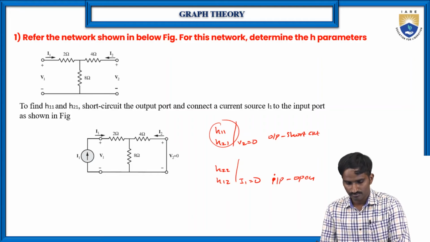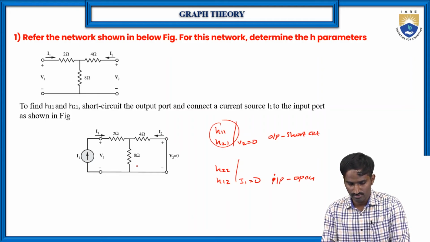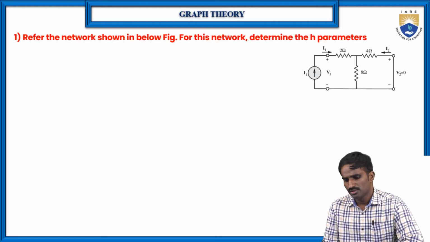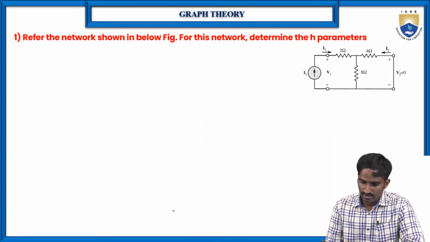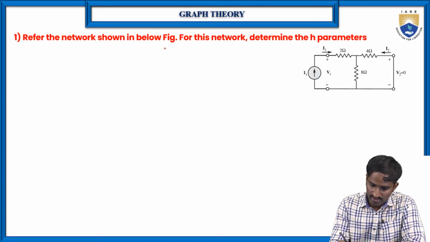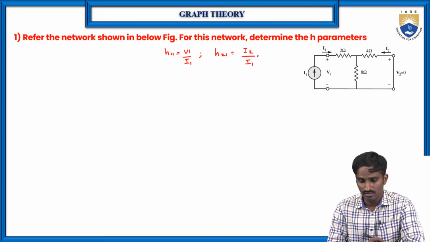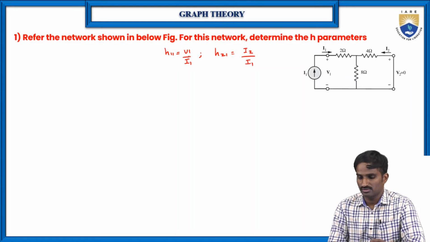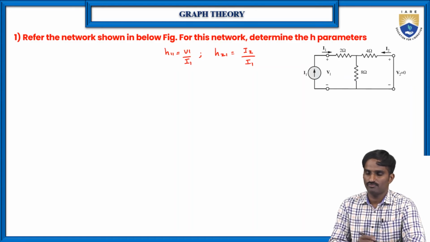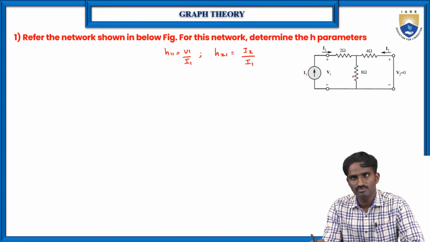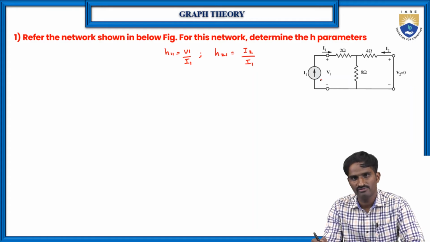So then now let us consider this circuit. Yeah, this is the circuit. So here the same way, so first we need to find H11. So H11 is equal to V1 by I1. Okay, and then what is that H21, which is equal to I2 by I1, right? So first V1 by I1. So how we can get V1 by I1 from this circuit? Okay, so very simple. First let me find the total current I1 here.